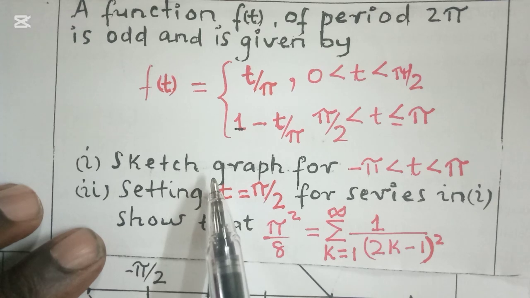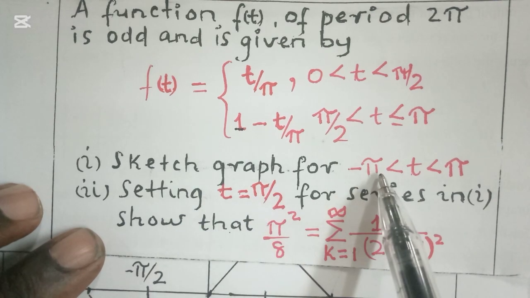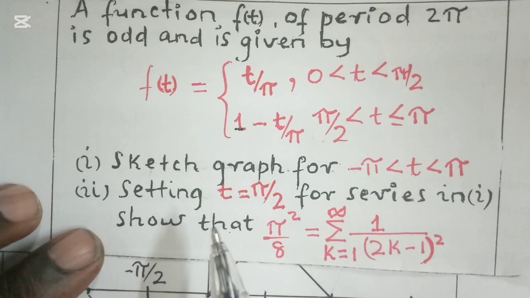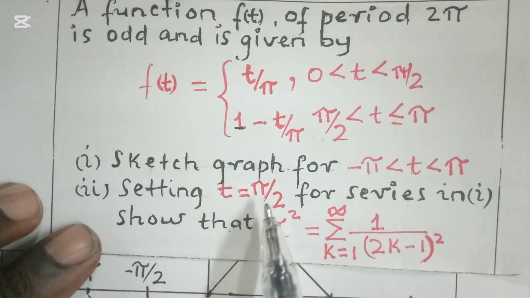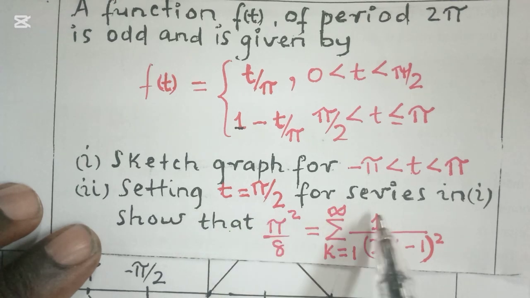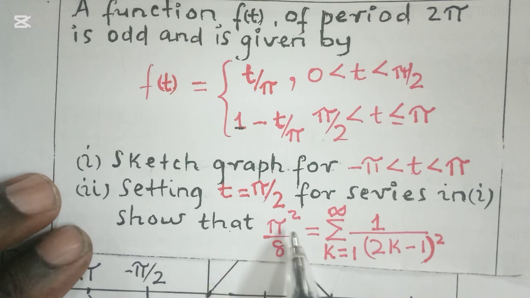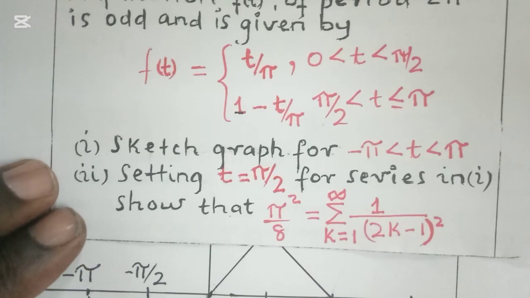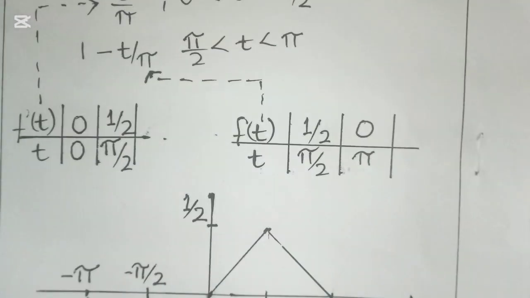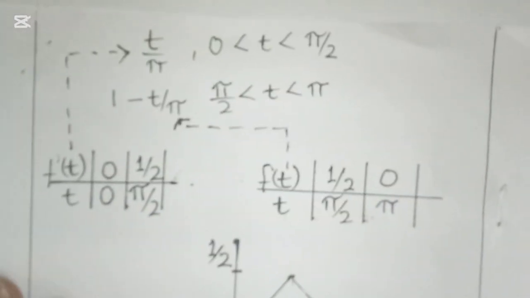First we are going to sketch the graph from negative π to π, and then set t equals π/2 for the series in Roman 1. We are going to show that π squared over 8 is equal to that. And so we start off, and I started off already.